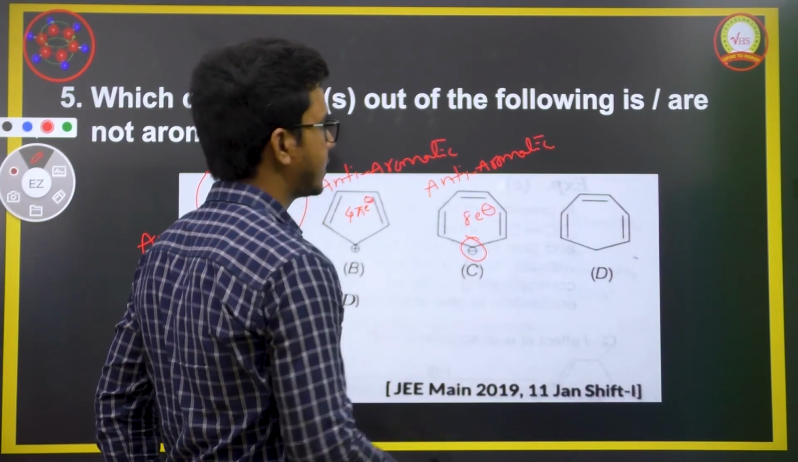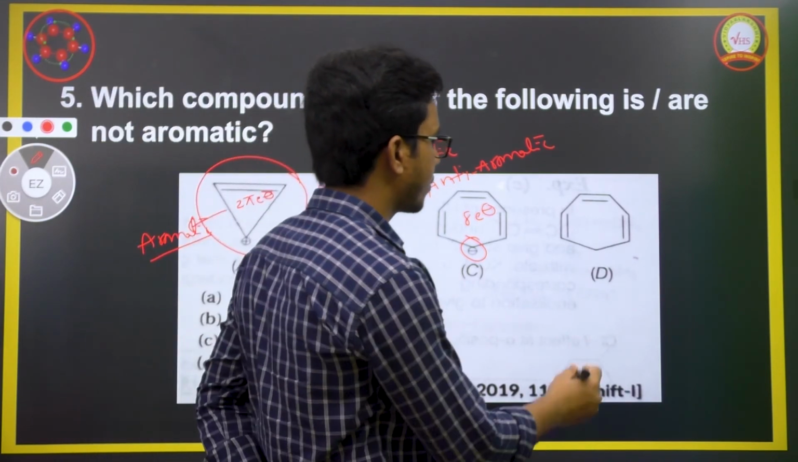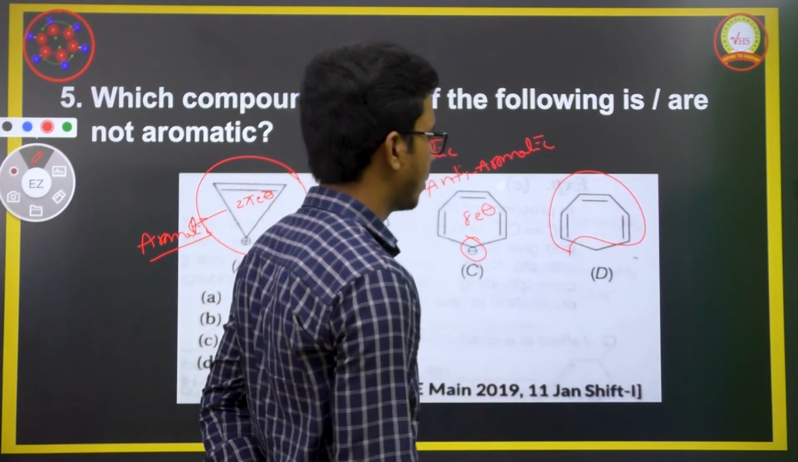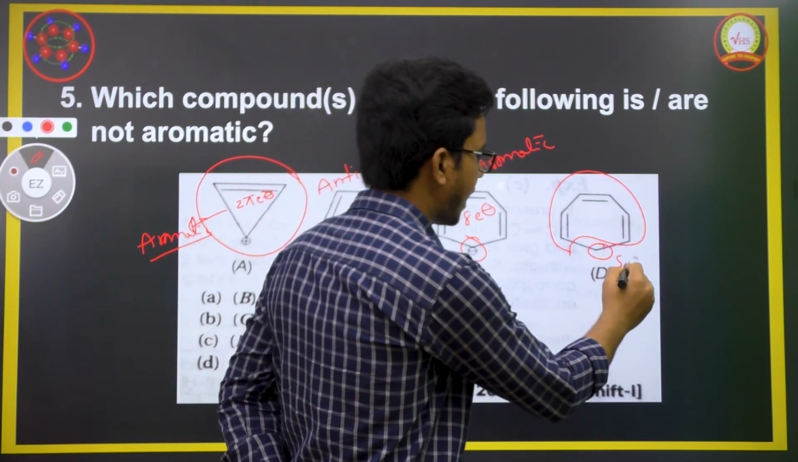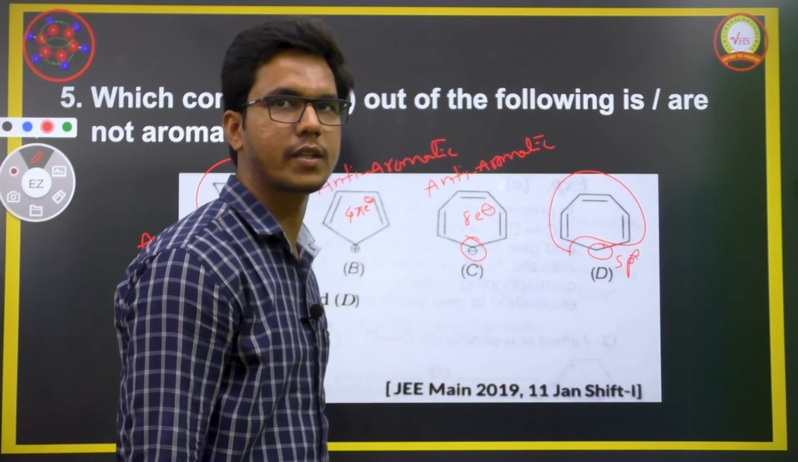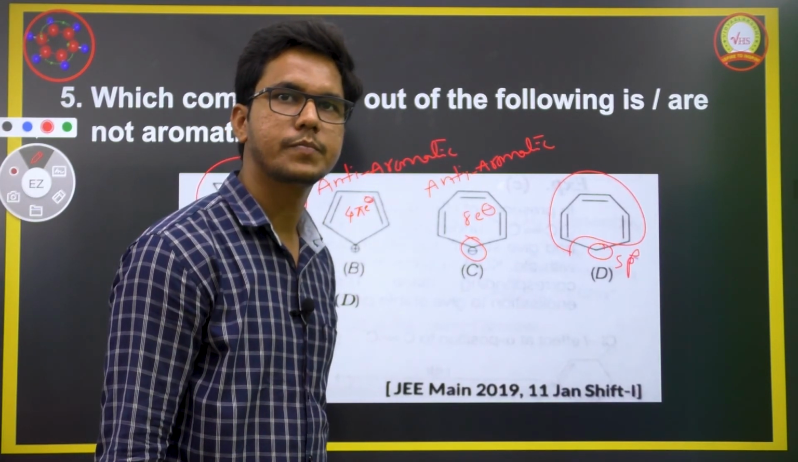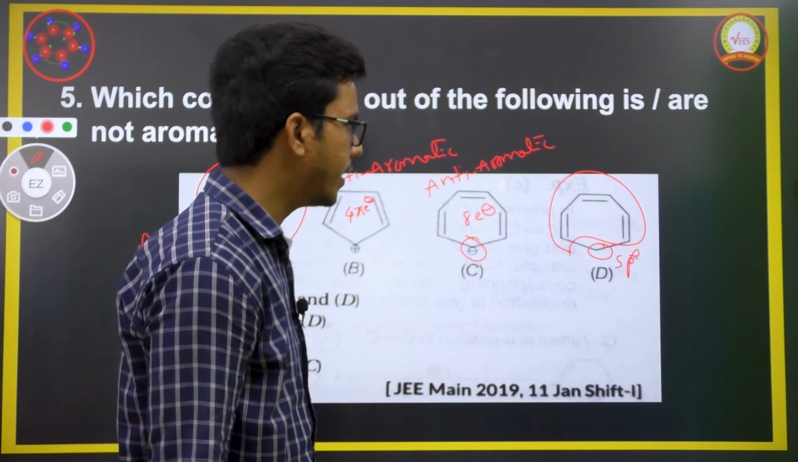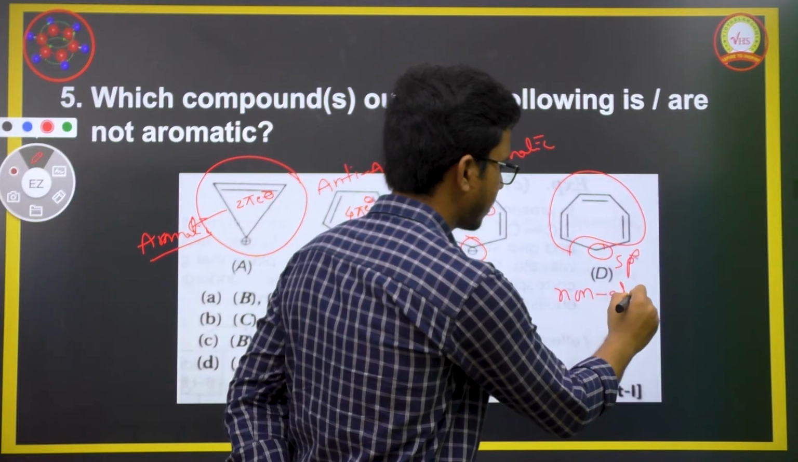Let us take the D one over there. D is what we have. 6 sp2 hybridized, but one sp3 hybridized is there. If at least one sp3 hybridized is there, then it is going to be what? Non-aromatic.